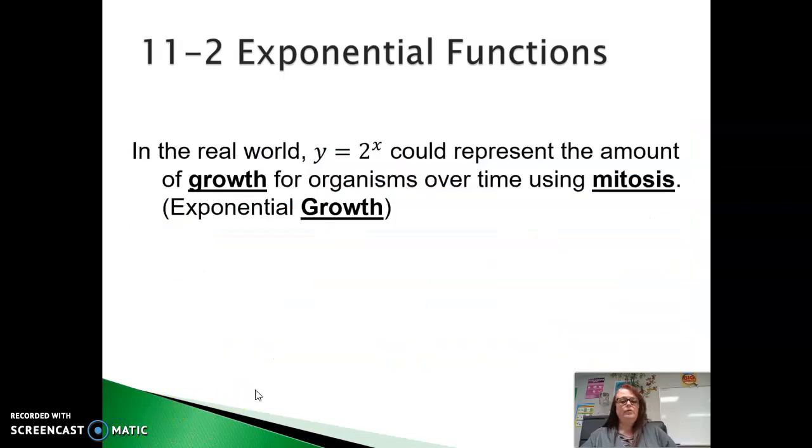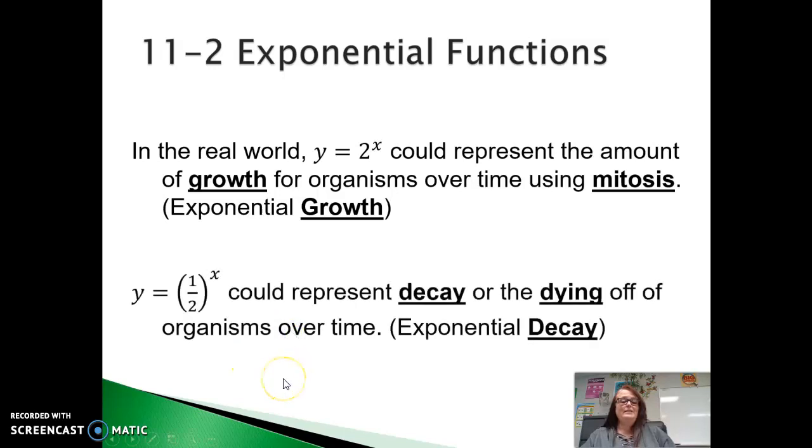So in the real world, the graph of y is equal to 2 to the x could represent the amount of growth for organisms over time using mitosis. So that's where they split off into 2, and then each of those split off into 2, and each of those split off into 2. And so that's where that function would come from. The graph of y is equal to 1/2 to the x power, that would represent decay or the dying off of organisms over time, which is exponential decay.